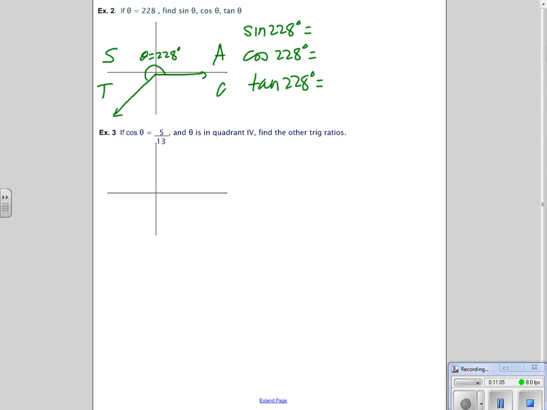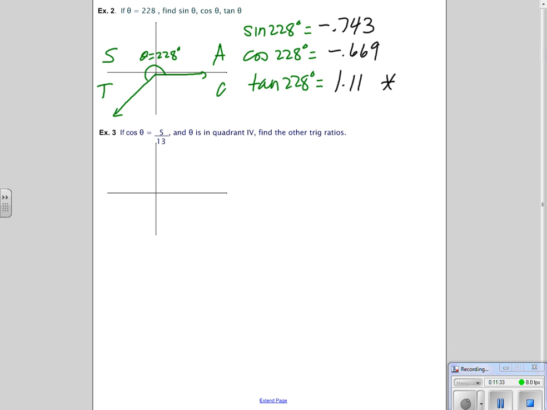We're going to type it into our calculator. It is regular sine button, not shift. It is sine 228. And if you type that into your calculator, you will get negative decimal 0.743. Cos of 228, negative 0.669. Tan of 228 degrees, 1.11. Tan is positive.